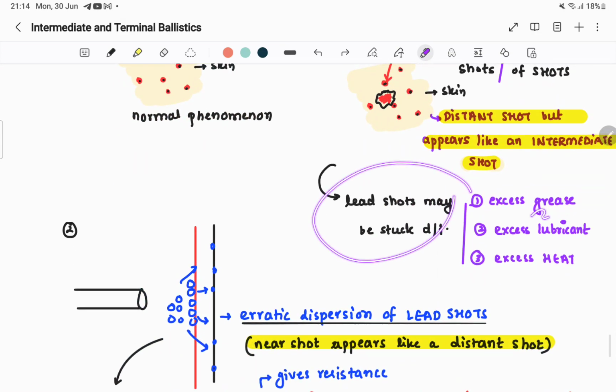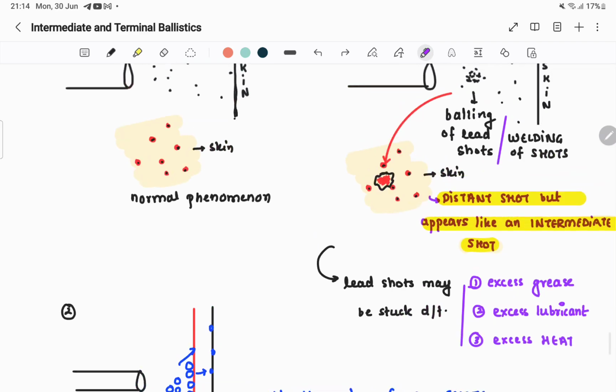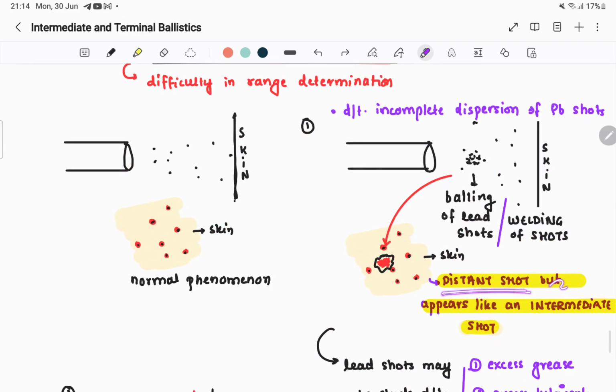Why will there be balling? Due to excess grease, excess lubricant, excess heat. Due to heat, it may melt and ball like this. And all of these are normal. These are balled. Due to excess grease they may stick, due to excess lubricant they may stick. And in this distant shot, it will give an appearance of an intermediate shot.